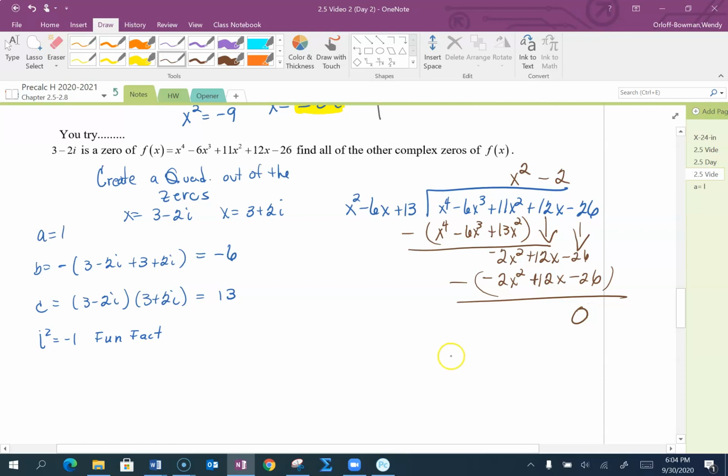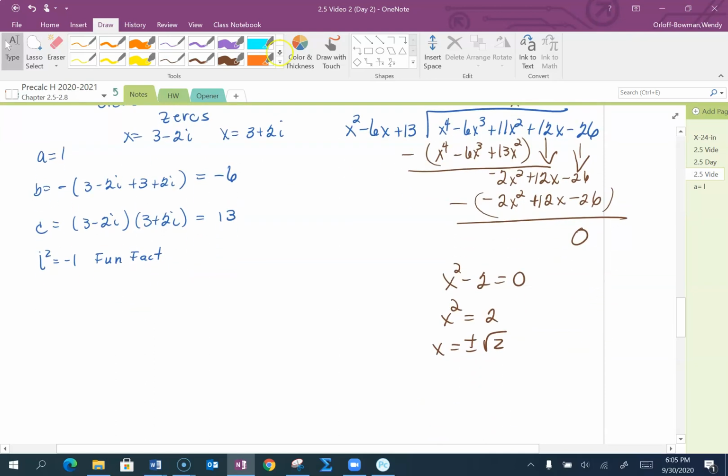So my other zeros for this problem is x would equal plus or minus √2. So again, my zeros I'm going to highlight so I don't miss out. All of these highlighted in yellow, those are the zeros to the original problem.